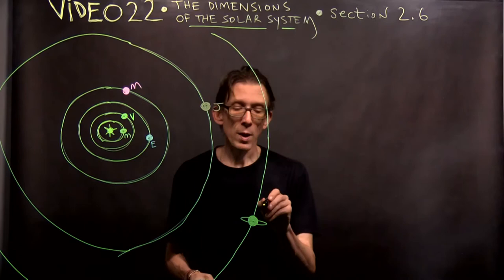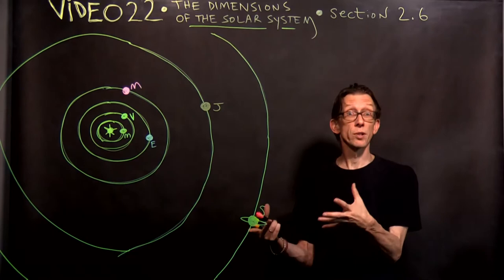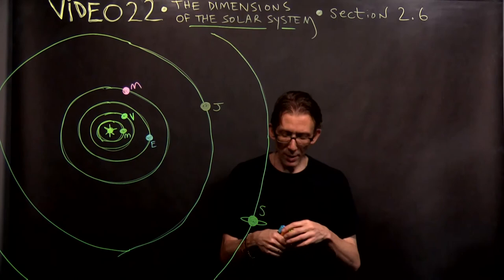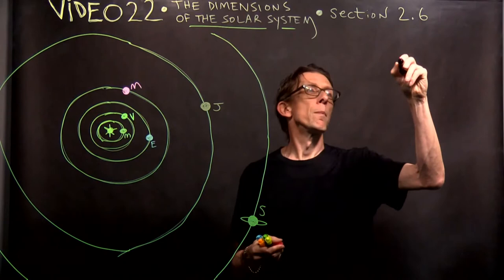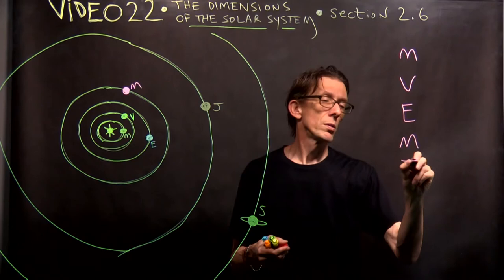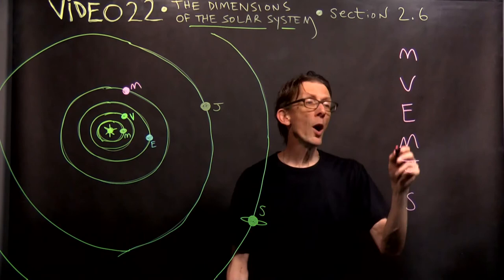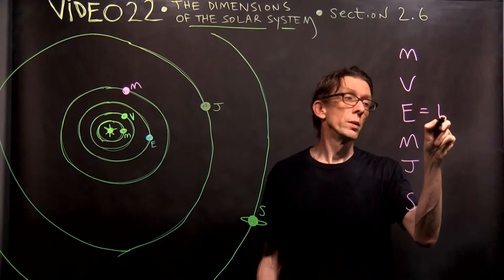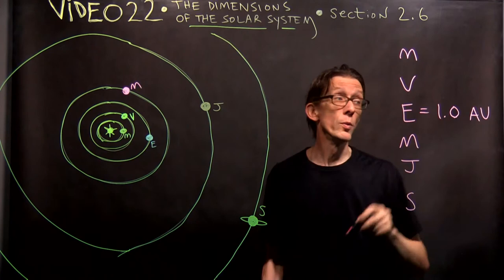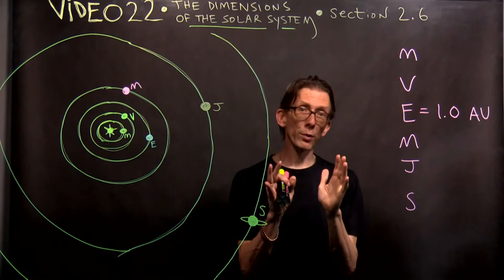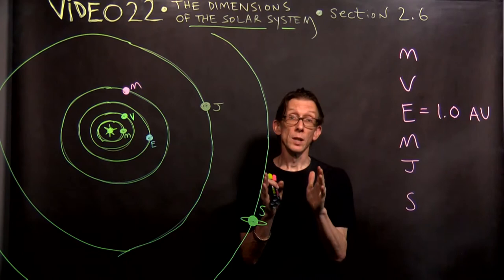Okay, and what Kepler's laws allowed us to do was to make a scale model of the solar system. Okay? What I mean by that is this. Let's look at Mercury, Venus, Earth, Mars, Jupiter, and Saturn. Let's say that the distance between the Earth and the Sun is 1.0. This is astronomical units. Remember that term from last lecture? An astronomical unit is the average distance between the Earth and the Sun. And we use that as like a meter stick for solar system astronomy.